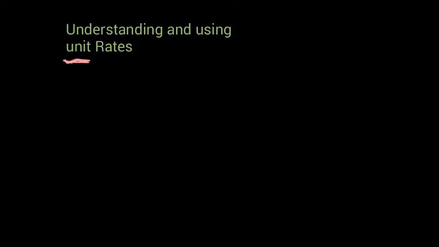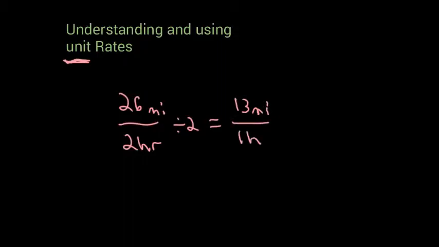So let's say we had 25 miles in 2 hours. That's a rate, but it's not a unit rate because my denominator is not 1. Actually, let me change that number to be a little more friendly. So let's change that to 26 miles in 2 hours. So in order to turn that into a unit rate, I need to divide by whatever my denominator is. So I'm going to divide it by 2 to get 13 miles in 1 hour. So my unit rate is 13 miles in 1 hour.